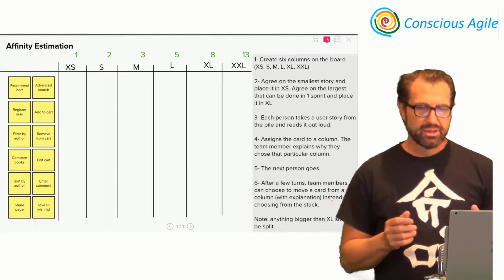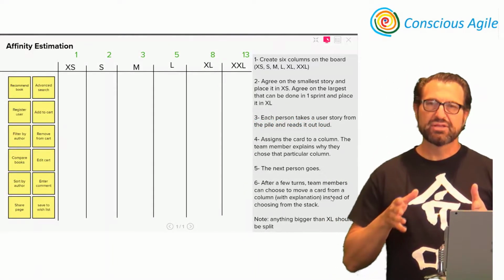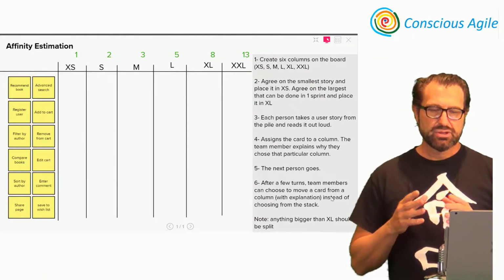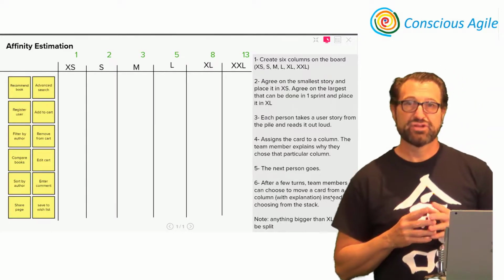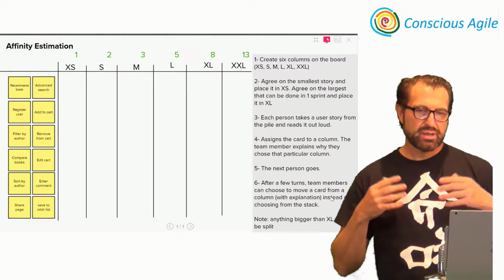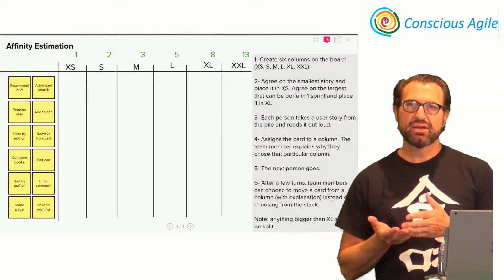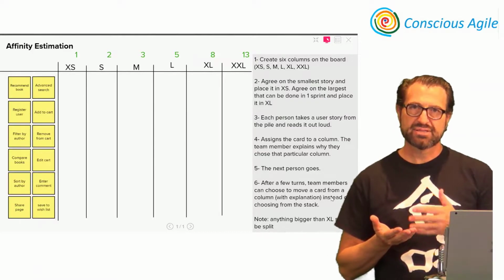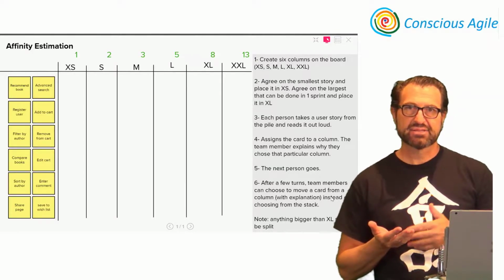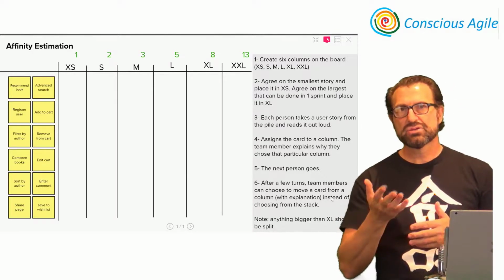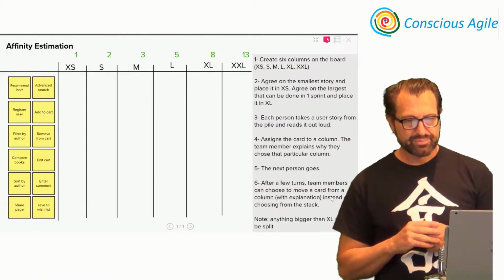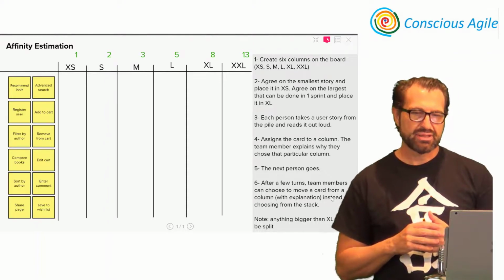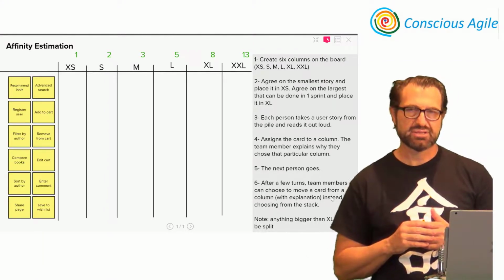Hello everyone. Today I want to show you affinity estimation. It's a simple way to estimate user stories and features. When a team has to refine user stories, that means add details, get shared understanding, and size those user stories, they can use a technique called estimating poker, or they can use a table like this. This is called affinity estimation.